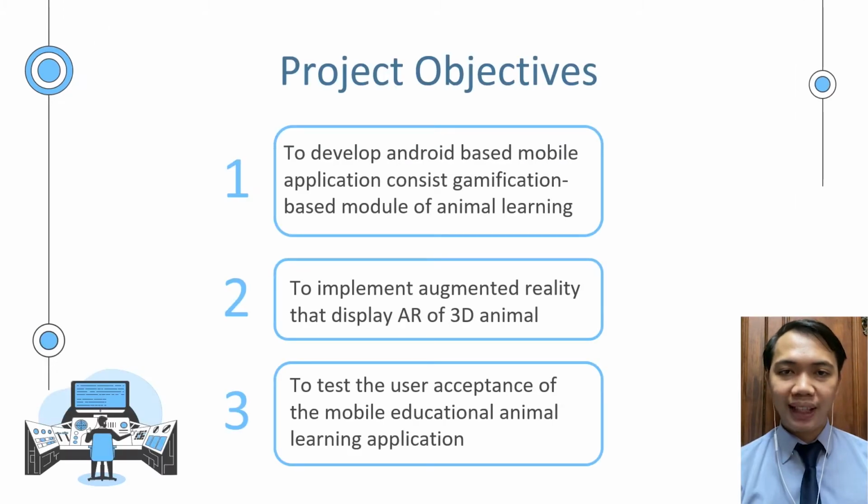These are the objectives of the project. First, to develop Android-based mobile application consisting of a gamification-based module of animal learning. Second, to implement augmented reality that displays AR of 3D animal. And third, to test the user acceptance of the mobile educational animal learning application.